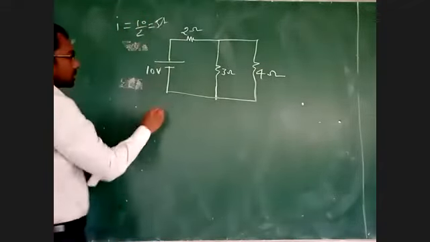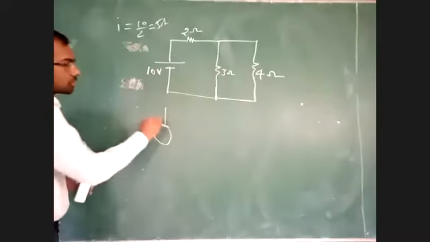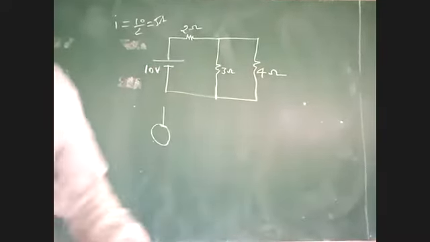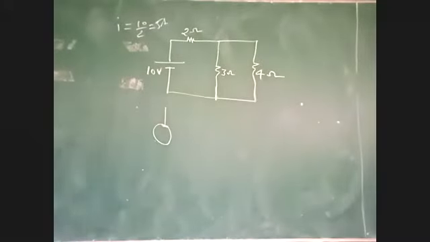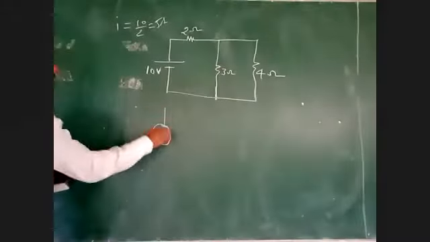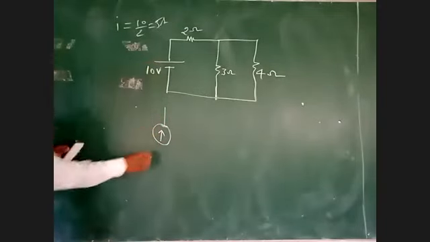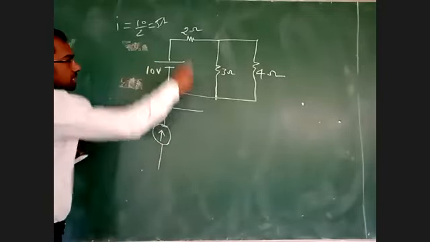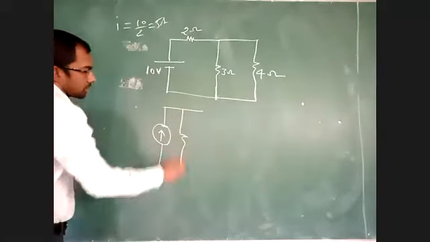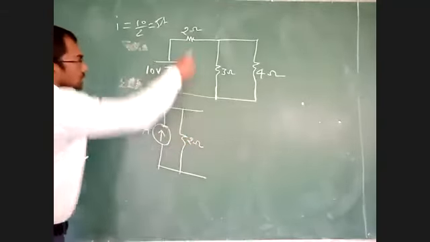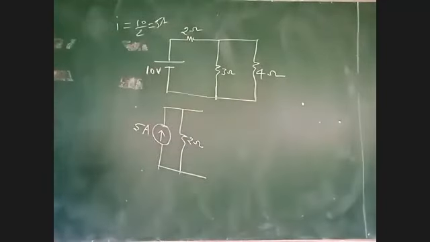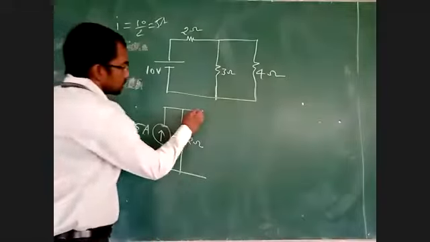5 amp. Is the arrow upward or downward? Upward, because your current flows from negative to positive. And the resistance which is in series will become parallel. The same resistance will come in parallel with this.